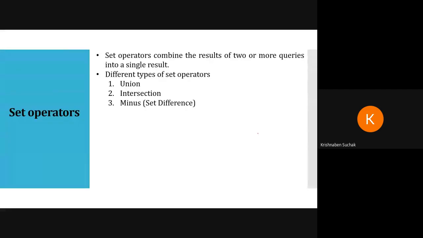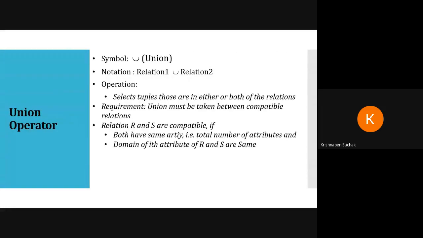First one is the union operator. What is the union operator? The symbol is given here, that is similar to U, but it is not U. The notation is relation 1 union relation 2, that means table name 1 union table name 2. Whenever we want to display the output of both the tables. What are the operations? Select tuples that are in either or both of the relations. It will select the tuples if they are in any one or in both the relations.